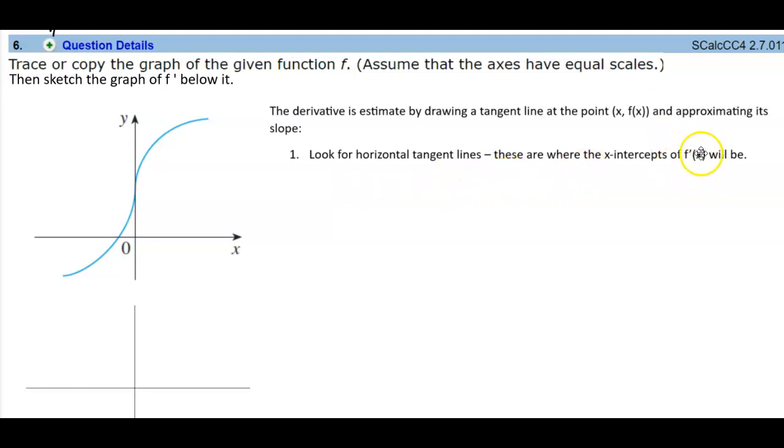the x-intercepts of the derivative function will be. We do not have any horizontal tangent lines for this graph. And then next, it says look for corners, sharp points, and vertical tangents, and these cause a discontinuity in the derivative function. Well, in this case, there is a vertical tangent located right here. And a vertical tangent then confirms that we have a discontinuity.